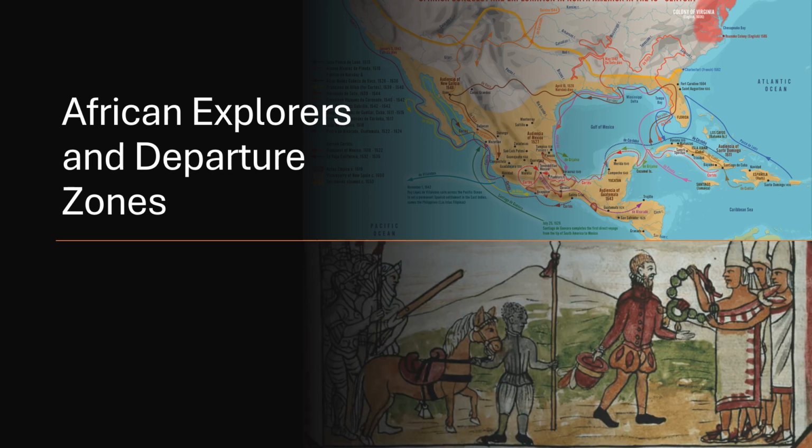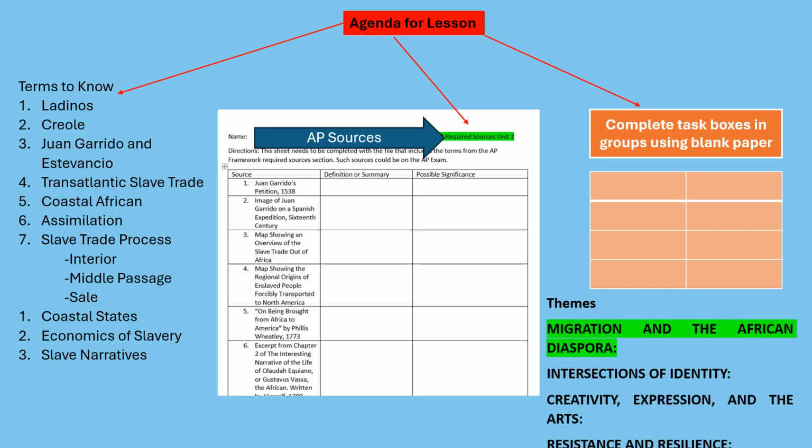This assignment here is to look at African explorers and departure zones. And the main focus for this particular assignment is going to be to have an understanding of the terms that are going to be addressed in this PowerPoint. You're going to see some of the sources from the AP framework.